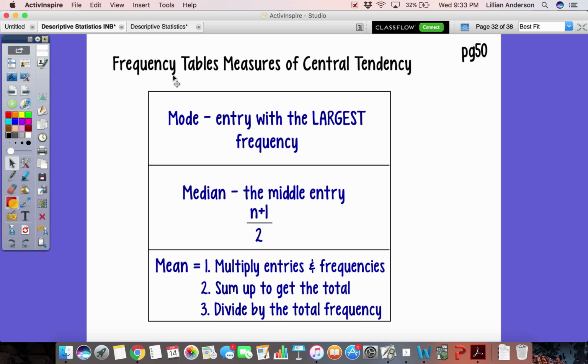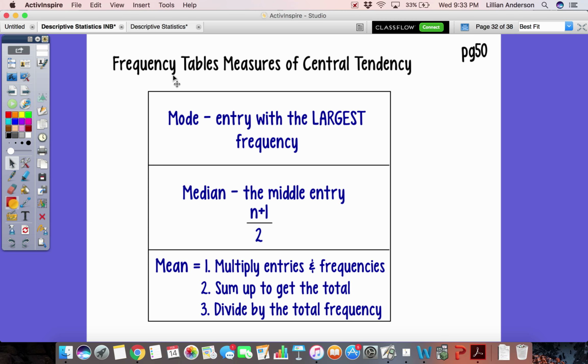And on your foldable, you basically are going to fold it hamburger style, as you probably can already tell by how the foldable is set up. And then this is what's going to go on the front. When you are dealing with frequency tables and you are trying to find the measures of central tendency, the mean, median, and mode is a little bit different, just a little bit.